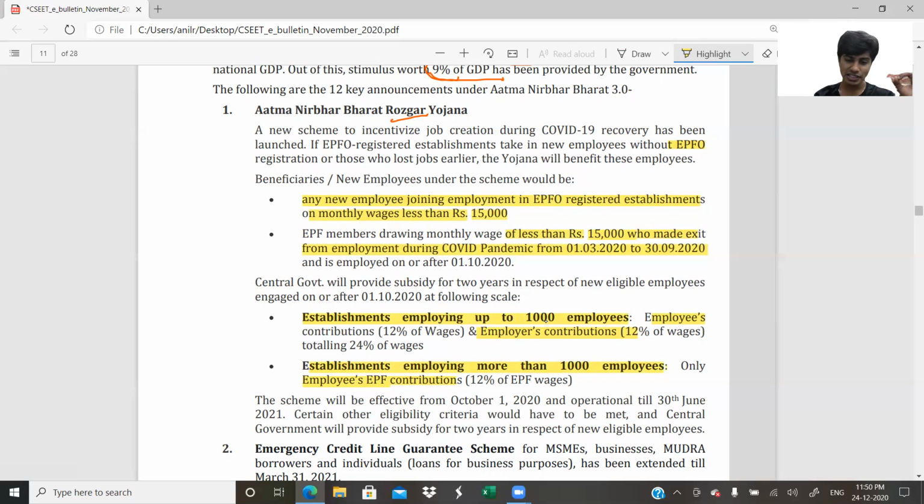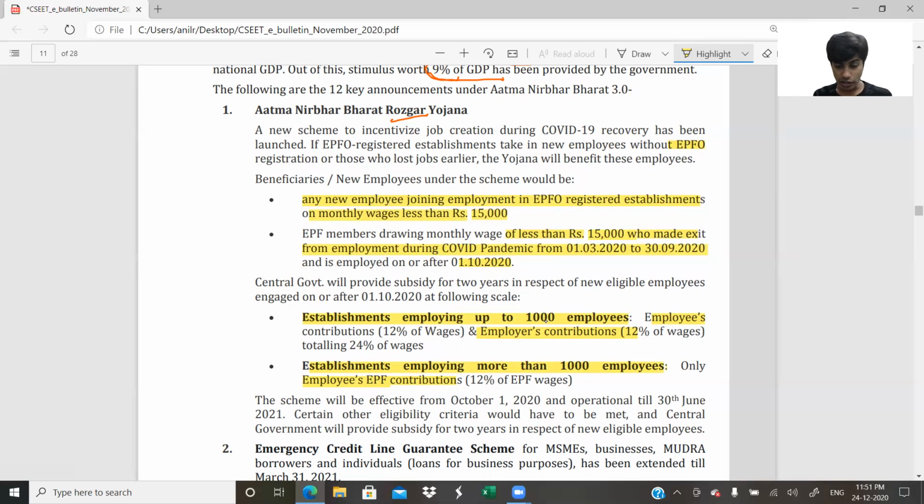Till when is this? Employment on or after 1st of October. That is with respect to people who have joined after 1st of October or people who have left before this month. Their PF balance would still be increased, though you don't pay money to your PF organization. So that is the first point out of the 12 points.